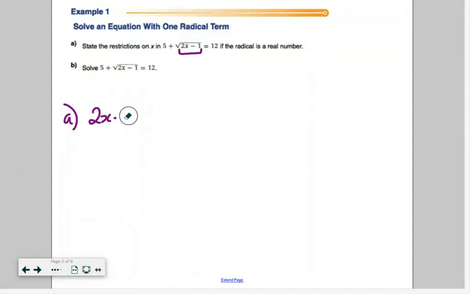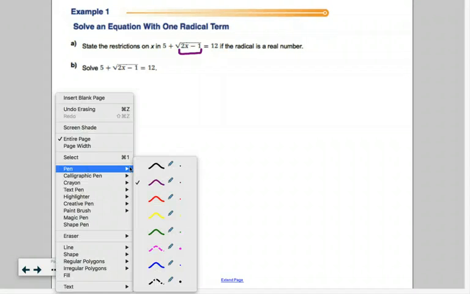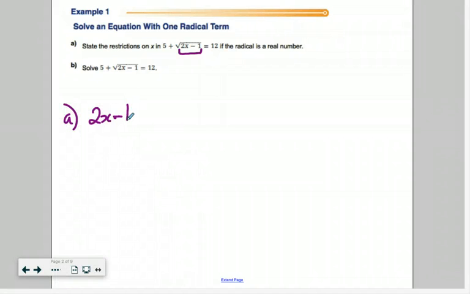And we represent something being positive by saying that it's greater than or equal to 0. So 2x minus 1 is greater than or equal to 0. And then we'll rearrange that expression so that we get x by itself. So we would add 1 to both sides. So we're saying that 2x is greater than or equal to 1. Divide both sides by 2. So x is greater than or equal to half.